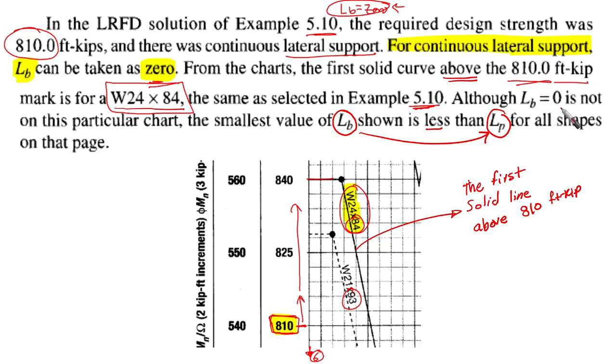Although LB equal to 0 is not in this particular chart, the smallest value of LB shown is less than LP for all shapes on this page. What does it mean? Let's go here. This is the curve here, and this is the limit, and this is where we are. This is the solid line that we should take.